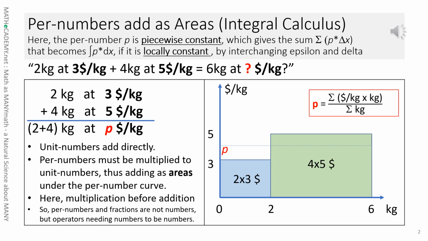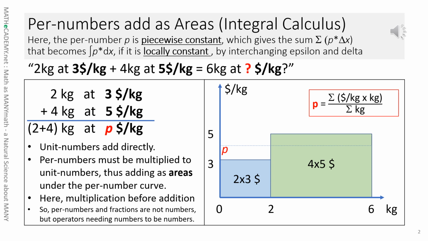Adding paranumbers as areas is called integral calculus. We ask, 2 kilograms at $3 per kilogram, plus 4 kilograms at $5 per kilogram, is 6 kilograms at how many dollars per kilogram? We see that unit numbers add directly. But paranumbers must be multiplied to unit numbers to be added. And since multiplication creates areas, paranumbers add as areas under the paranumber curve.